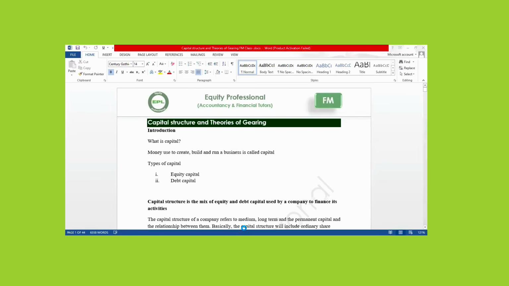Let me quickly say that there's a relationship between this topic and cost of capital calculation. There's a relationship between capital structure and cost of capital computation.